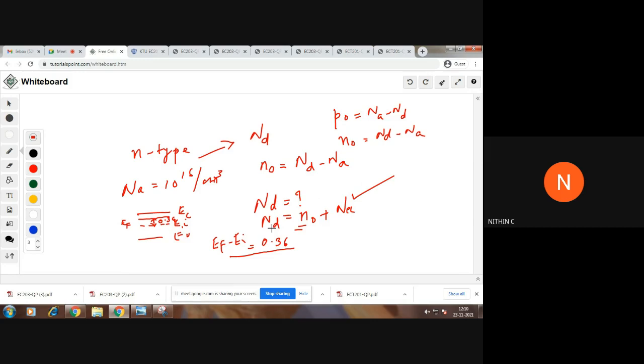Okay, you do that for the next class. Bring this done when you come to the next class. You just need to find the value of n0 first. For that you can use this inference: EF minus EI is equal to 0.36, as given in the question. Identify the expression which contains EF minus EI and n0, find that, and sum it with Na, and you will get the value of Nd.